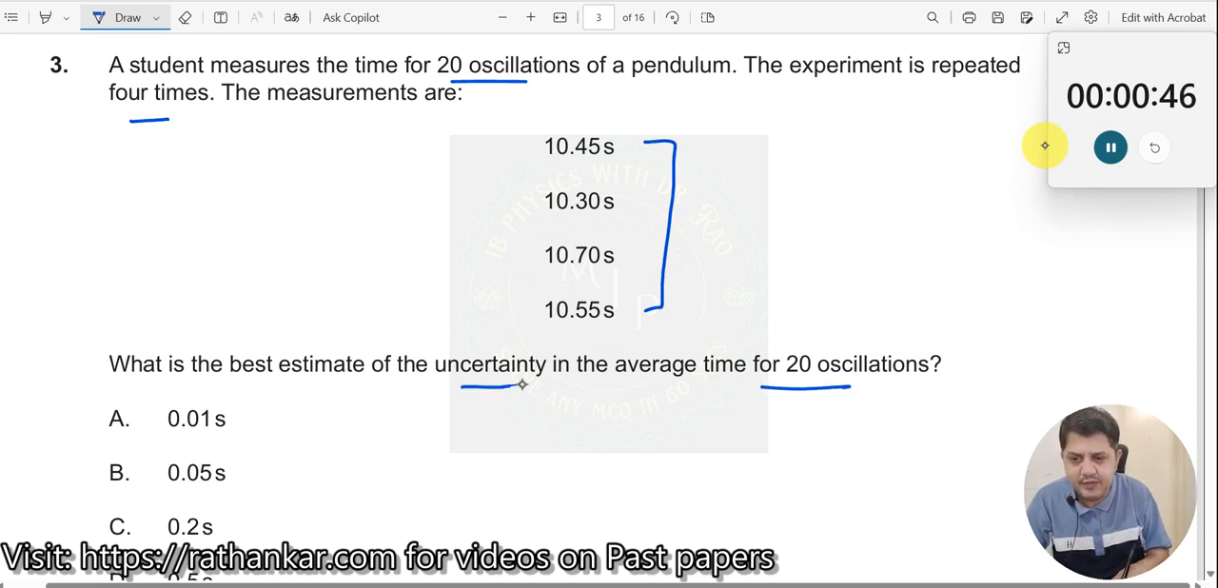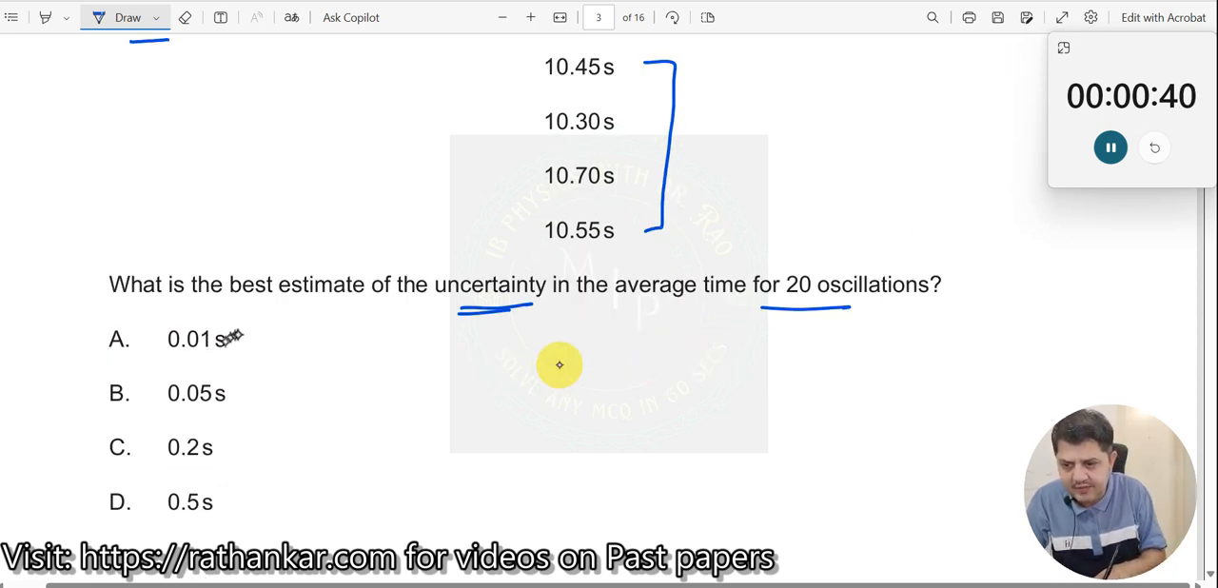It is asking you to find out uncertainty. What uncertainty is? Look at this here in the options. There are uncertainty values given in terms of seconds. What kind of uncertainty could it be? It would be your delta t over here, which means it's an absolute uncertainty we need to find. Now, how do we find it?